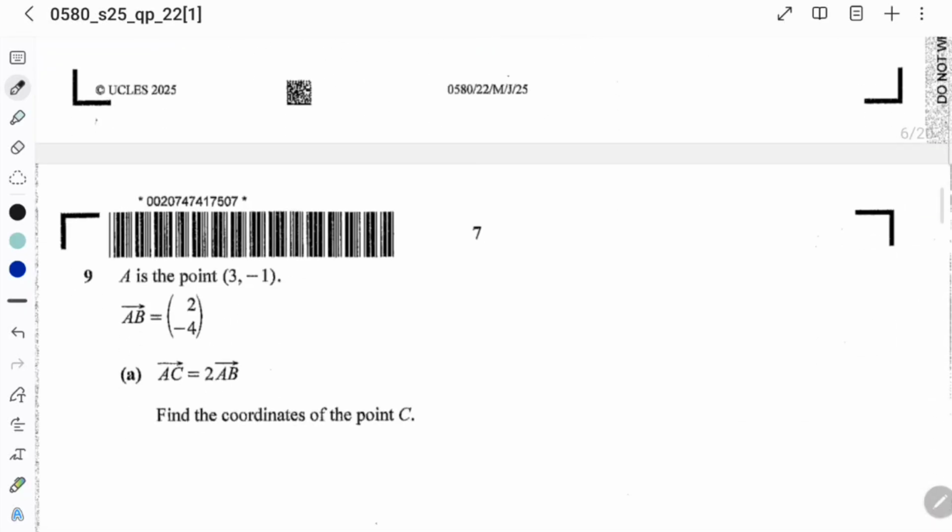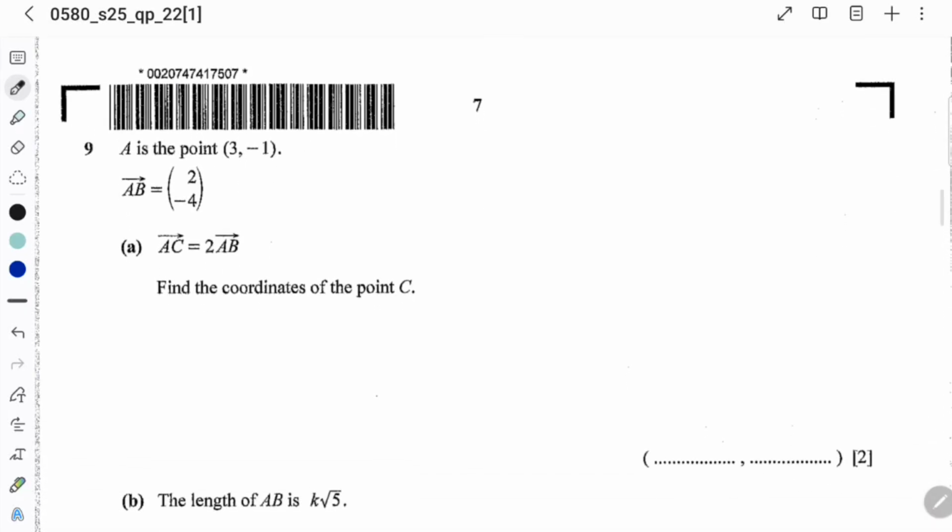Alright, so next question. In question number 9, A is the point (3, -1), AB is the column vector (2, -4), and AC is equal to 2 times the vector AB. Find the coordinates of the point C. So with the help of the position vector, AC is equal to OC minus OA.